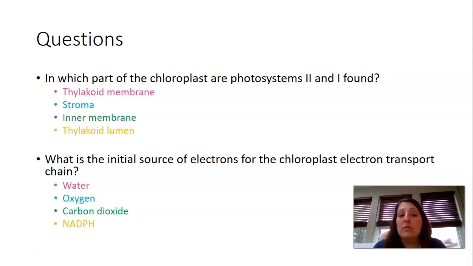Okay, so how do those electrons get replaced? What is the source of those electrons? Where do they come from? Do we get those electrons from water, from oxygen, from carbon dioxide, or from NADPH? So go ahead and take a second to think about that.